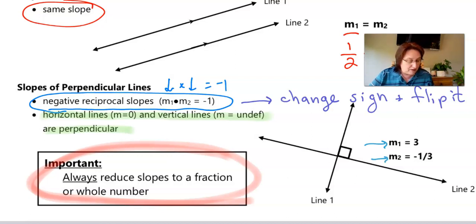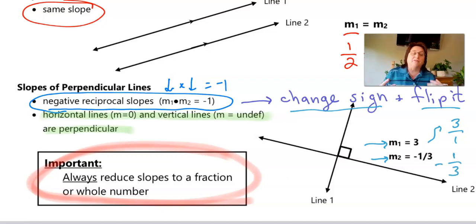The slope of line 2 is a negative 1/3. So I want you guys to notice we changed the sign. It went from a positive slope to a negative slope. And we flipped it, because isn't this the same thing as saying positive 3/1? Yes. And when we flip it, it ends up being 1/3, and we change the sign so it's negative.